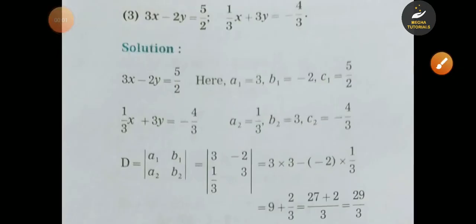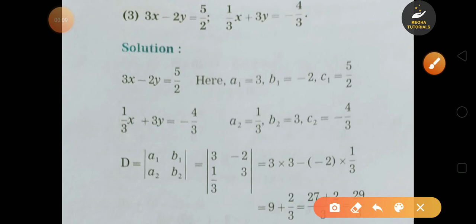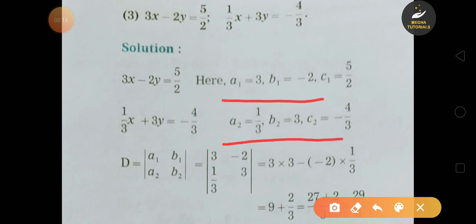Question 3. Equations are 3x minus 2y is equal to 5 upon 2 and 1 upon 3 x plus 3y is equal to minus 4 upon 3. Equations are already in the standard form ax plus by is equal to c. Therefore values of a1 b1 c1 and a2 b2 c2 are 3, minus 2, 5 upon 2, and for a2 b2 c2 they are 1 upon 3, 3 and minus 4 upon 3.